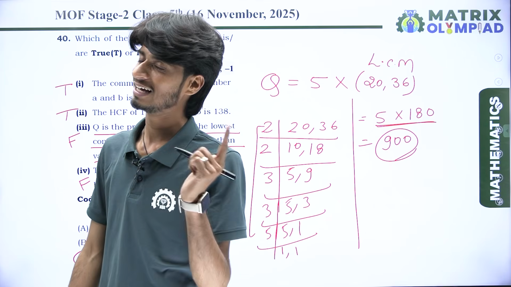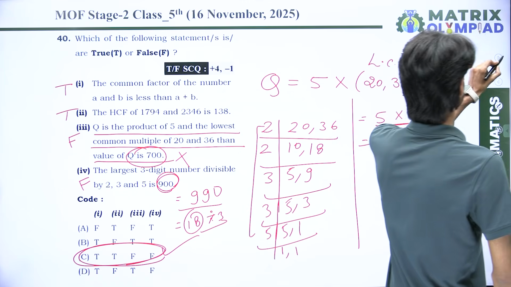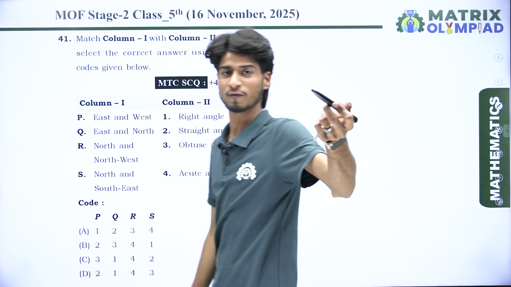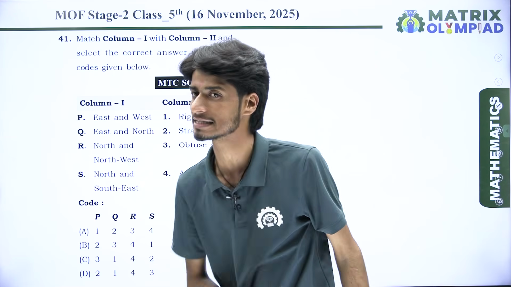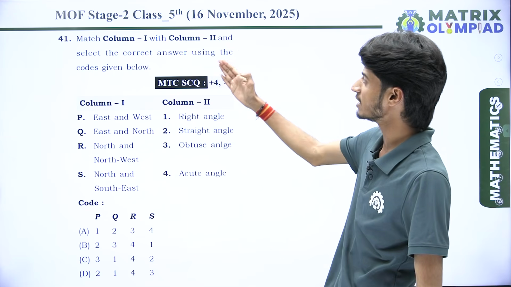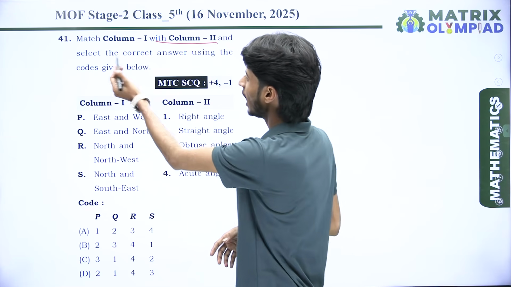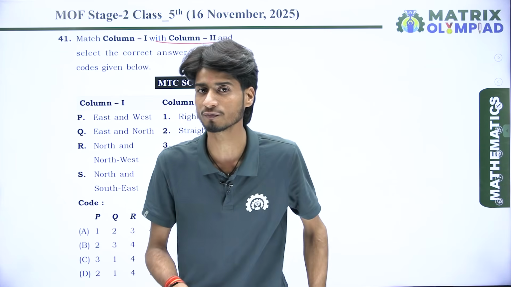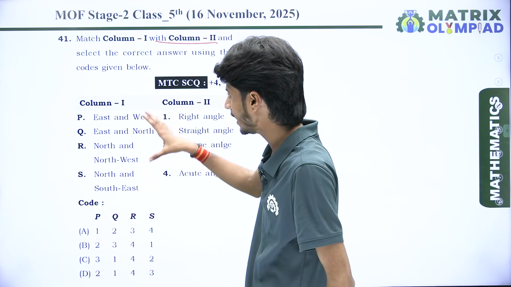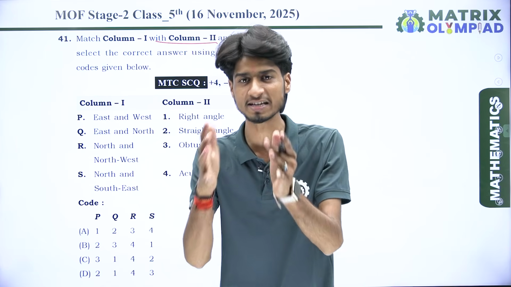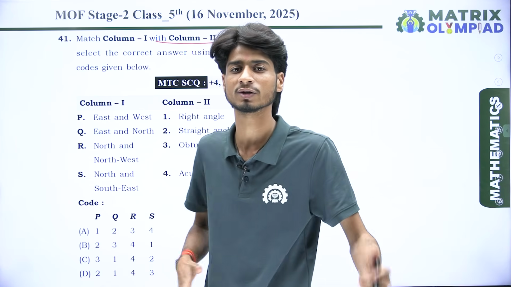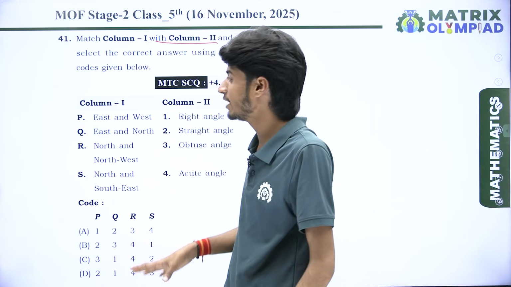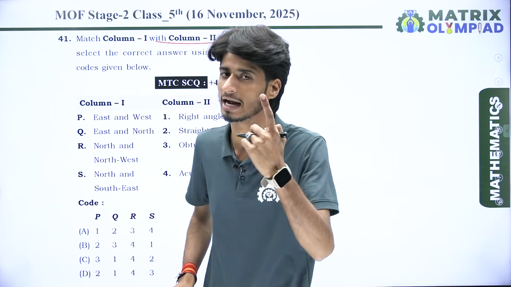Let's come to the next question. Now we have question number 41 according to your paper, and what it says, dear student, is: match column first and column second and select the correct answer using the codes given below. That means first of all we calculate all the results for column first, after that we compare our answers with column second, and in the end we match all of them and then we get the final answer.